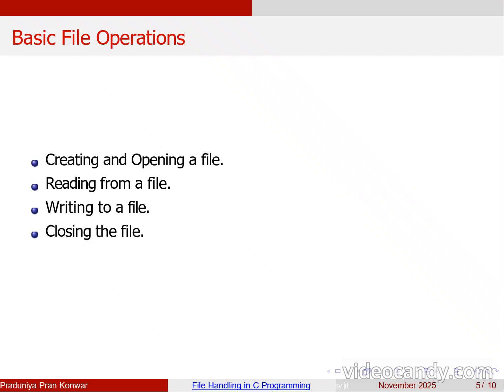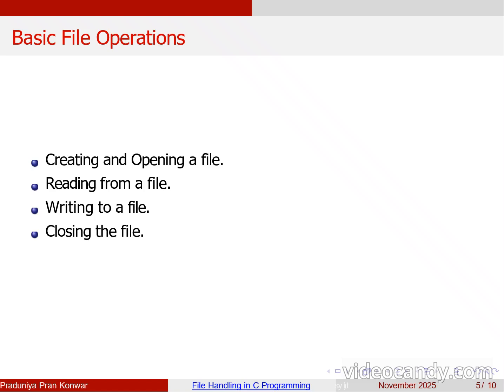Now let's look at the basic file operations in C. There are four fundamental actions we perform when working with files. First, we create or open a file. This is done using the fopen function, which allows us to specify the file name and the mode, like reading or writing. Second, we read data from the file using functions such as fscanf or fgets to get the stored information.